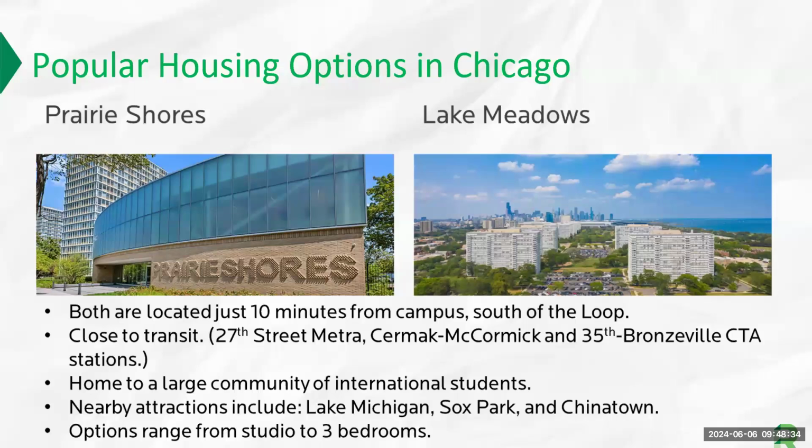A lot of international students live here, so you will find a community of people that are in a similar situation as you. You can work together, get study groups, and have a community outside of campus as well. The studio to 3 bedrooms are the options that you'll get at both of these, and prices are pretty competitive. I didn't have them on the slide, but if you have any questions about that, you can definitely reach out to one of us or one of the students that currently lives there, and you can get an idea of affordability, things like that.